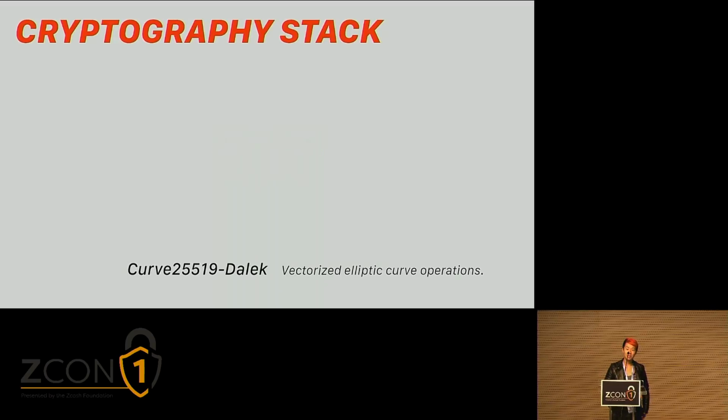I'm going to talk to you about some of the lower level cryptography. So let's start with the cryptography stack. At the very bottom, we use curve25519-dalek, which does really fast elliptic curve operations, and we use this for things such as checking signatures.